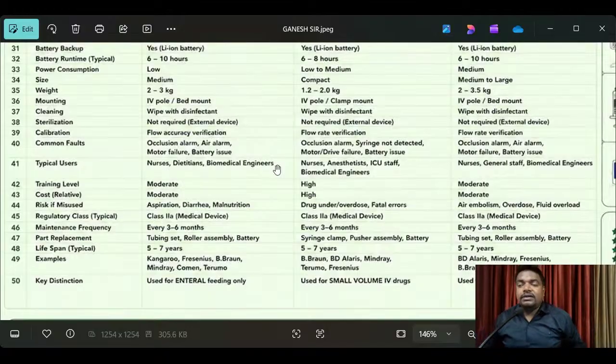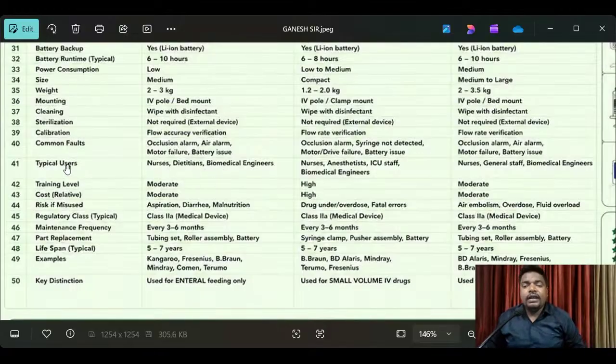Right, come on. When it comes to the syringe pump, the typical users are nurses, anesthetists, ICU staff, biomedical engineers. And for the infusion pump, nurses, general staff, biomedical engineers. Here the common thing is what? Everywhere biomedical engineers are common, because the biomedical engineer is the basic skilled person. That's why he has completed the qualifications in biomedical engineering, and that's why he is preferable. At that time you should have the capability, then only you will get respect. Otherwise you may not even be recognized.